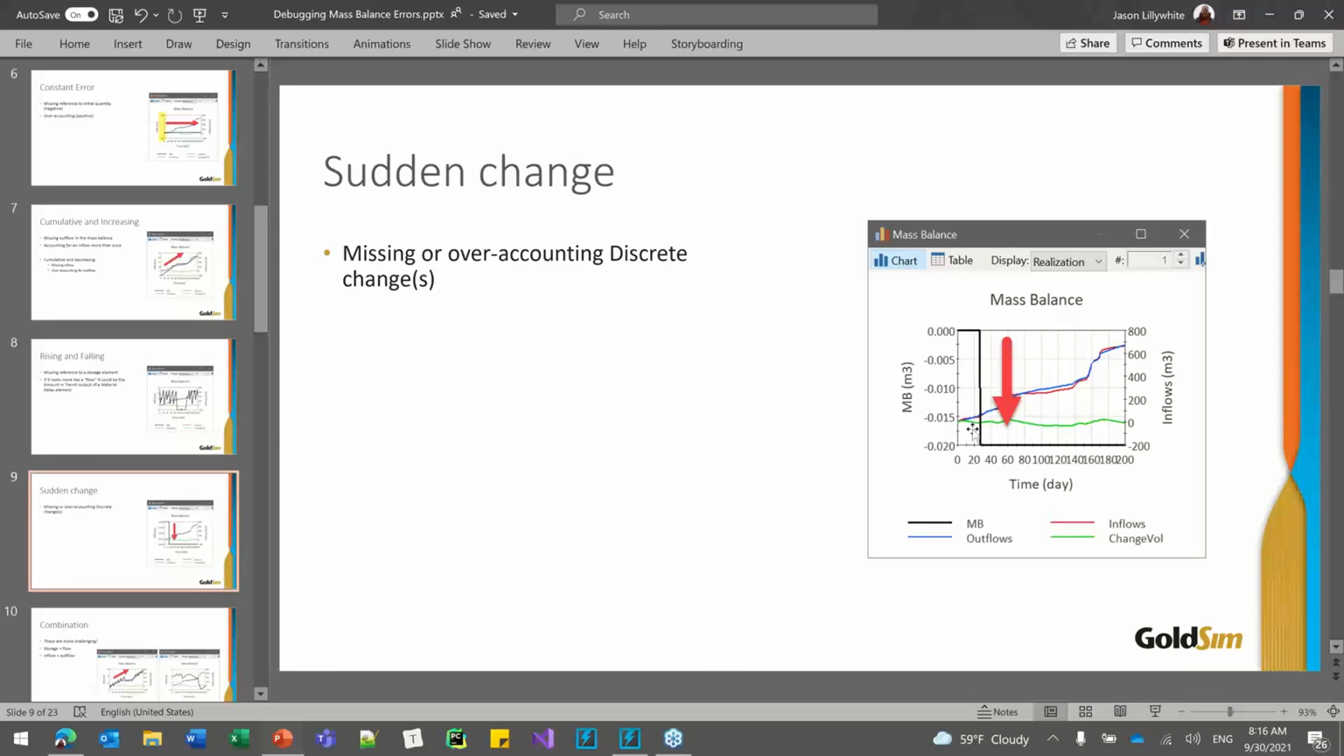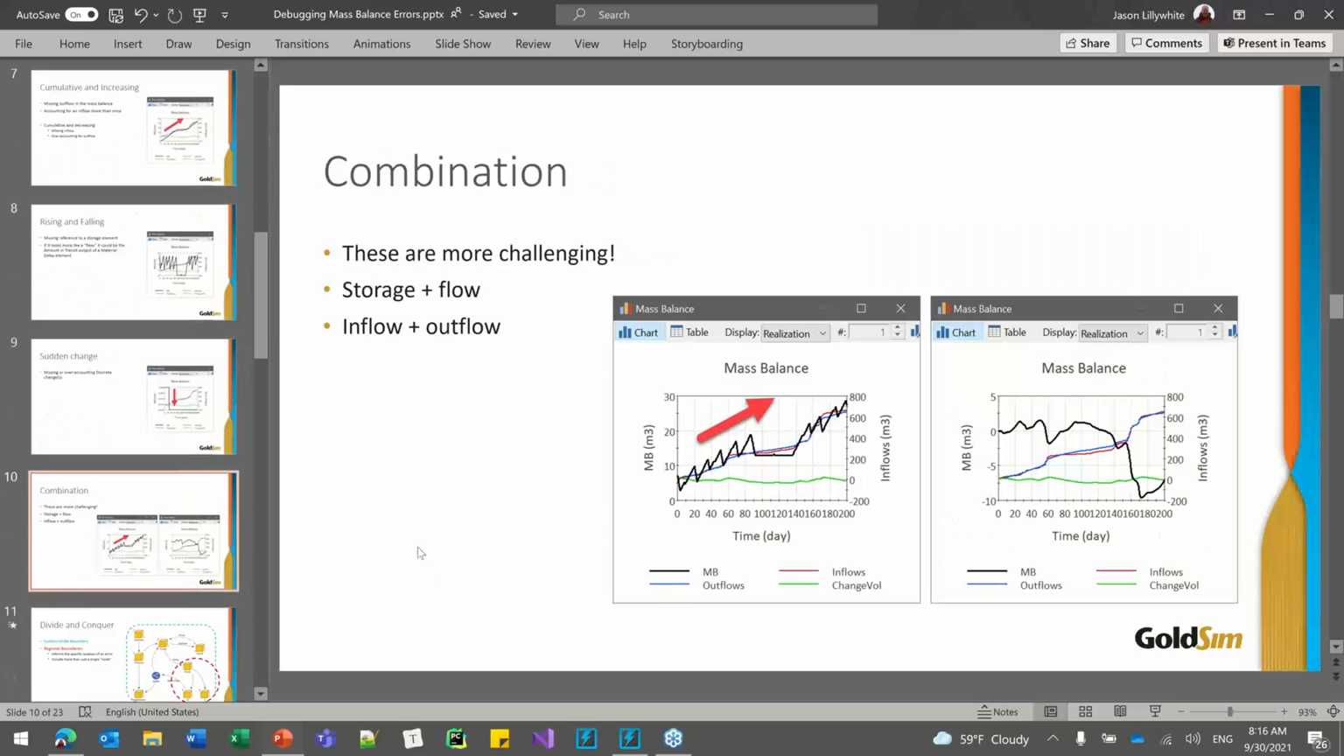If you have a sudden drop or a sudden increase, then you're missing a discrete change that you might be adding or subtracting from one of your storage elements. Okay, so now to the possibly more likely situation: you might be having a combination of things that are missing or over accounted for.